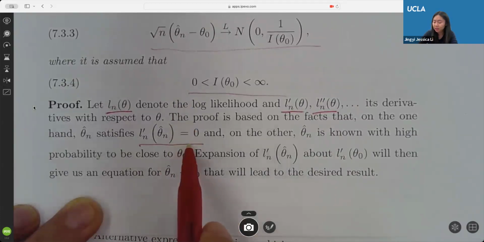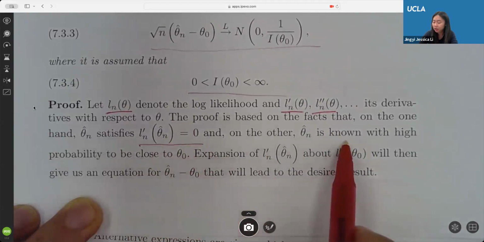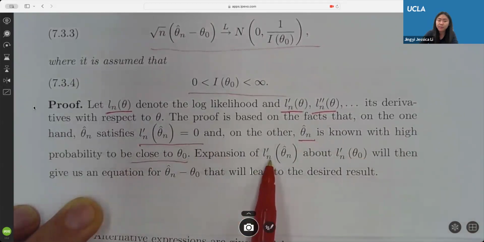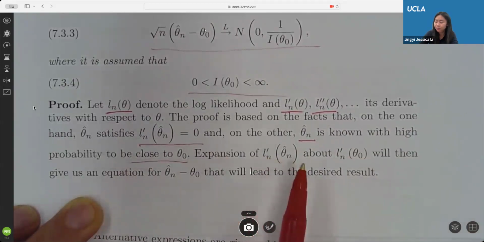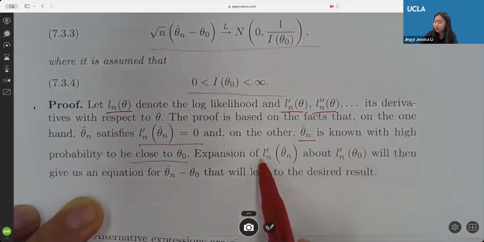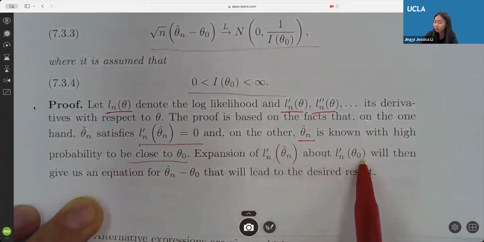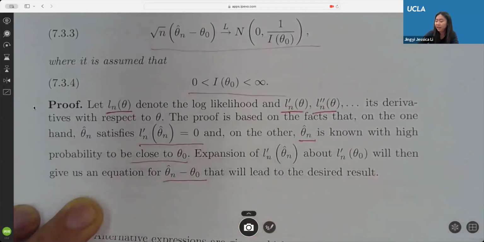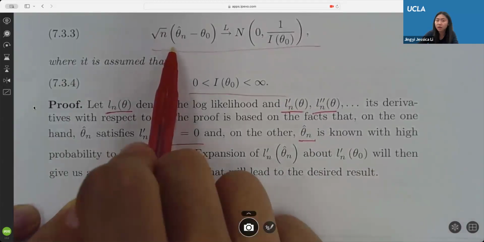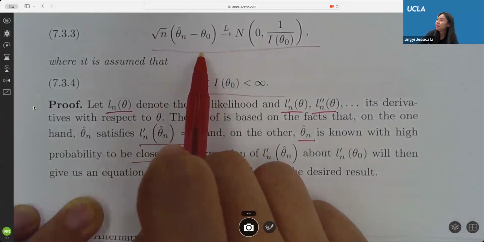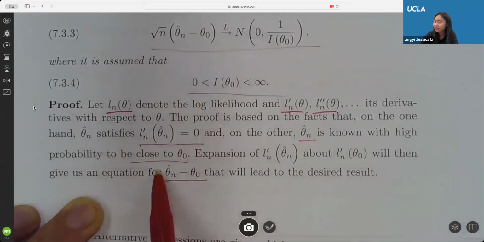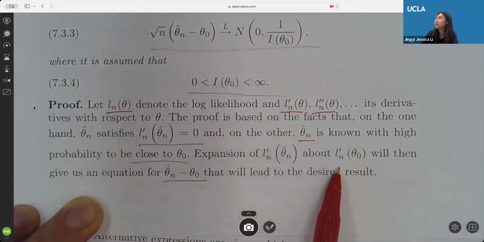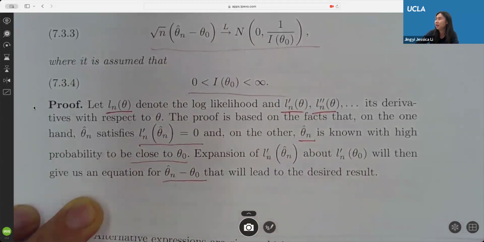Then, if it's 0 here and it's sufficiently close to theta 0, then you're basically expanding the first derivative about this one. And this is already known to be 0, by the way. And you're expanding it to be this one. It will give us an equation for this difference. And that's the thing we want, because the asymptotic normality has this difference on the left-hand side. So that's why we're trying to link this difference to the difference in terms of the first derivative of log likelihood, using Taylor expansion.